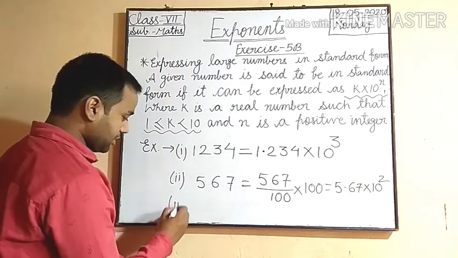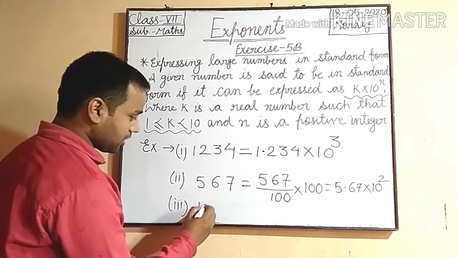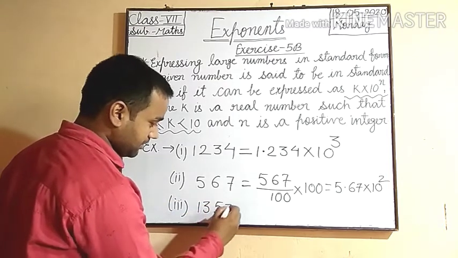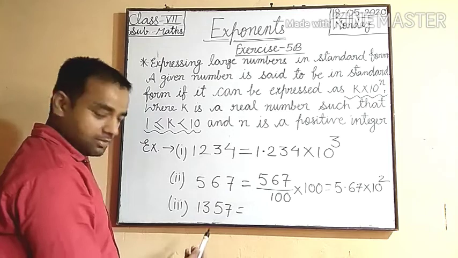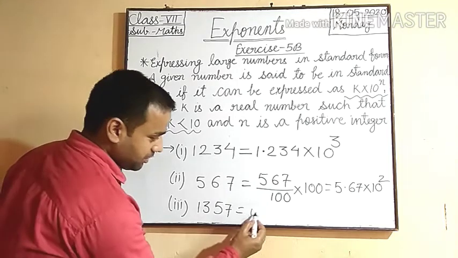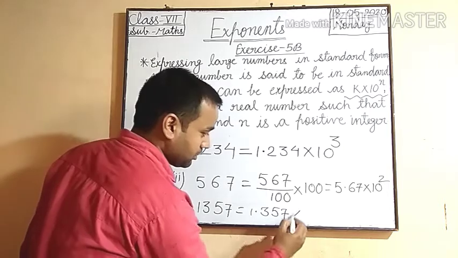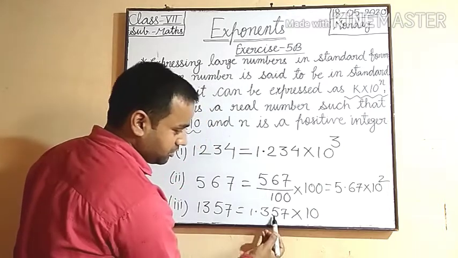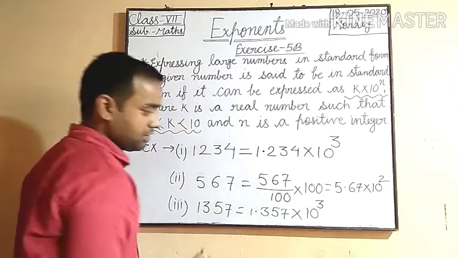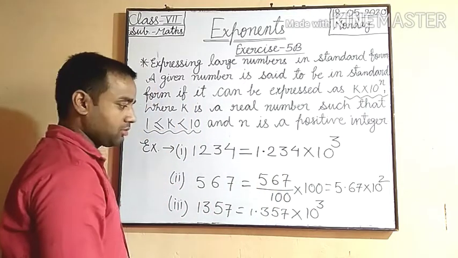And next example, 1357. We put the decimal after 1, that means 1.357 into 10, and counting 1, 2, 3, here write power 3. This is in a standard form.